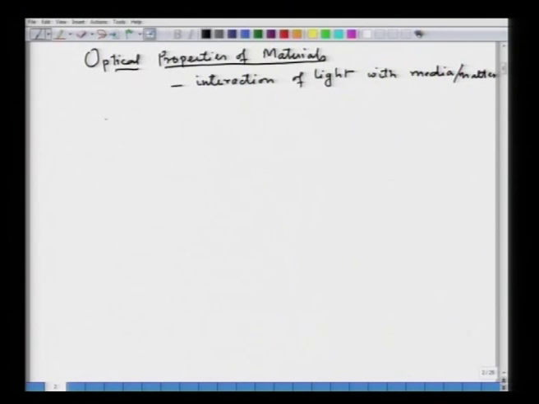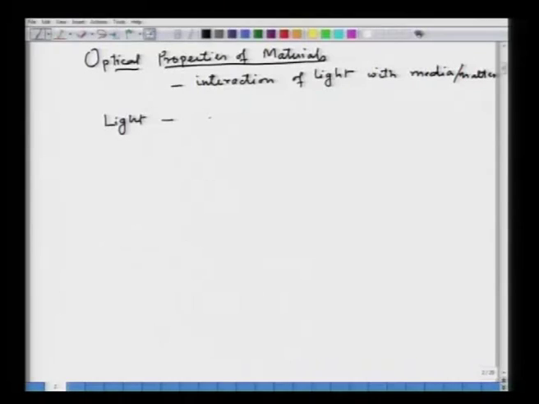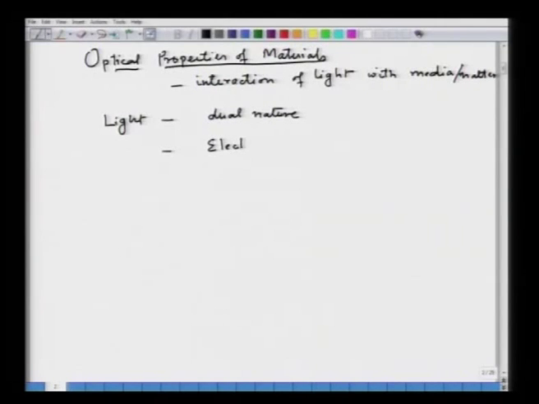Now, what is light? Before we understand this interaction, let us understand what is light. Just like the material electronic structure, when we talked about electron, we looked at its dual nature. In the same way, light also has dual nature. You can think of it as a wave as well as a particle. In today's discussion, we are going to be thinking of light as an electromagnetic wave, hence we must understand the theory of electromagnetic waves and basically Maxwell equations. So, our consideration here is going to consider light as electromagnetic wave.